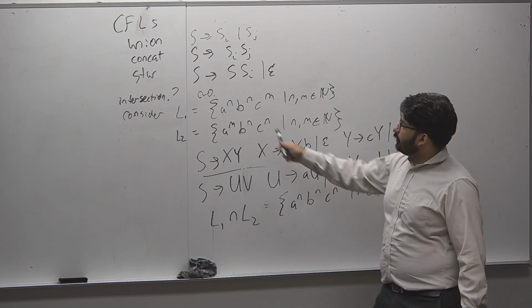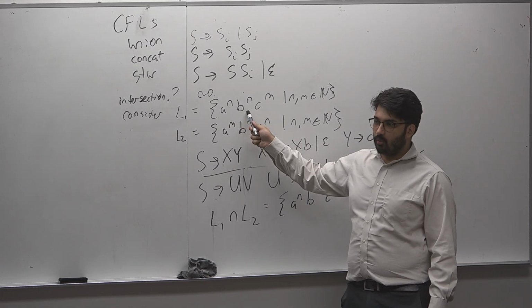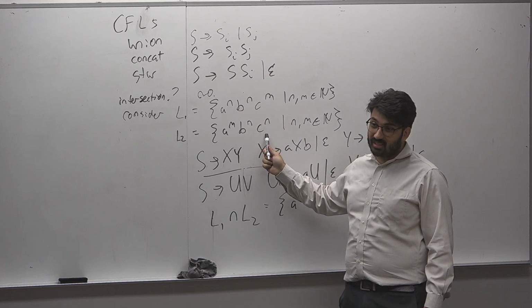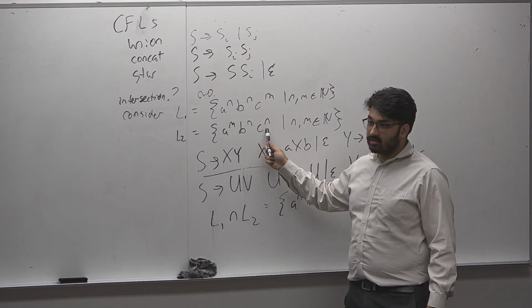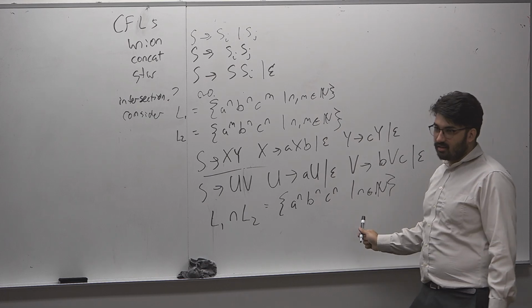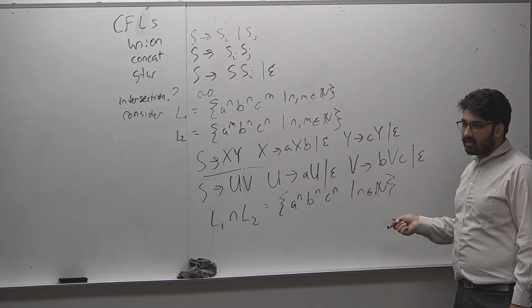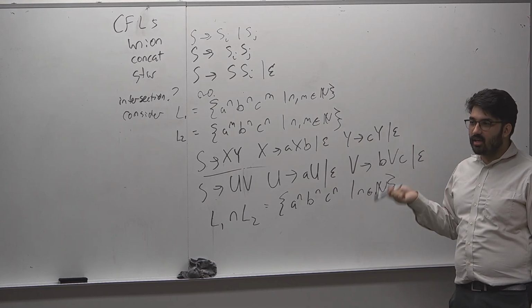So the number of A's equals the number of B's if it's in L1, and if it's in L2, the number of B's equals the number of C's. So the number of A's equals B's equals C's. So this is A to the N, B to the N, C to the N. That's not a language you've seen before, but we can't prove it yet.